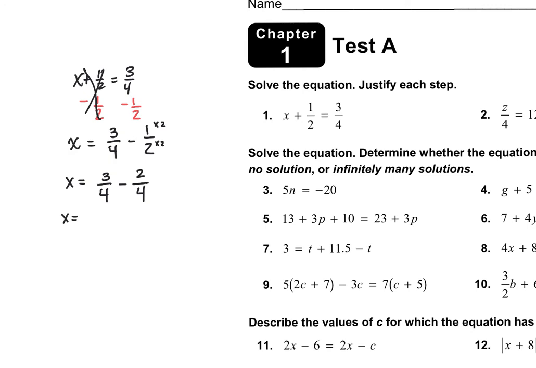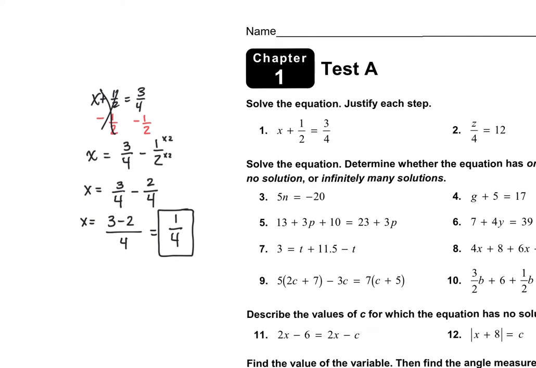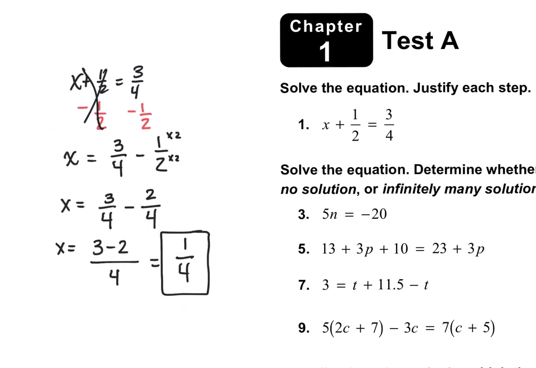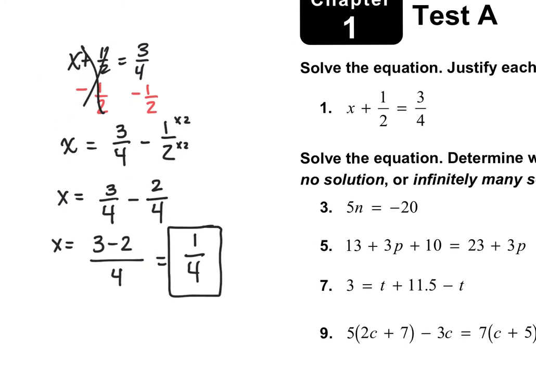So x equals 3 minus 2. We put them over the same denominator, and we've got 1/4. So x equals 1/4 is our answer. We need to justify that step that I wrote in red, okay? I subtracted from both sides, so my justification is the subtraction property of equality. And that's it.